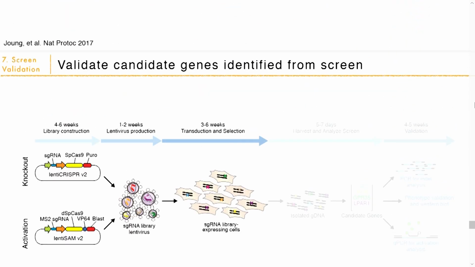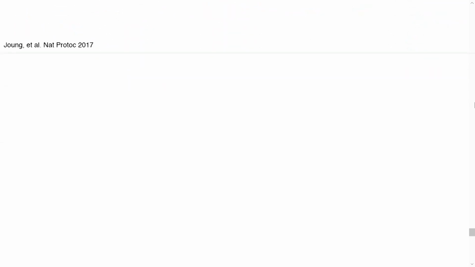So for validation, the process is extremely similar to doing a normal screen, except now you're replacing the library with a single guide RNA targeting a single gene of interest. So you repeat this entire process.